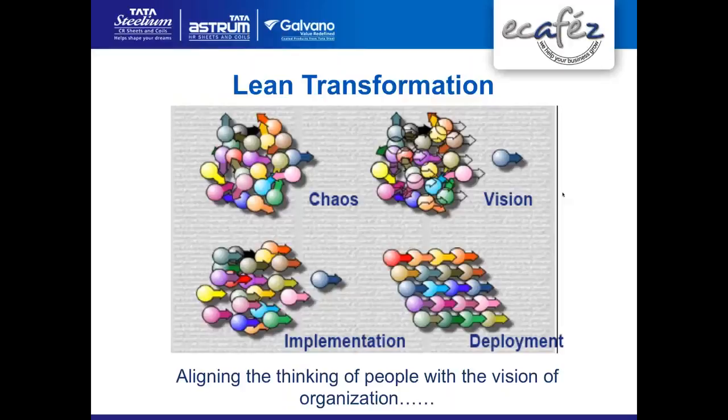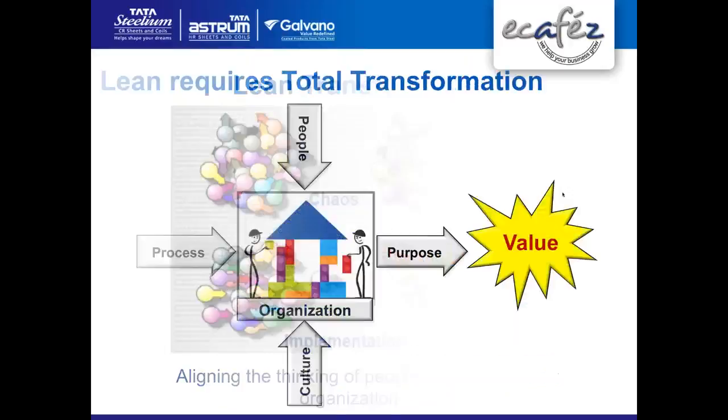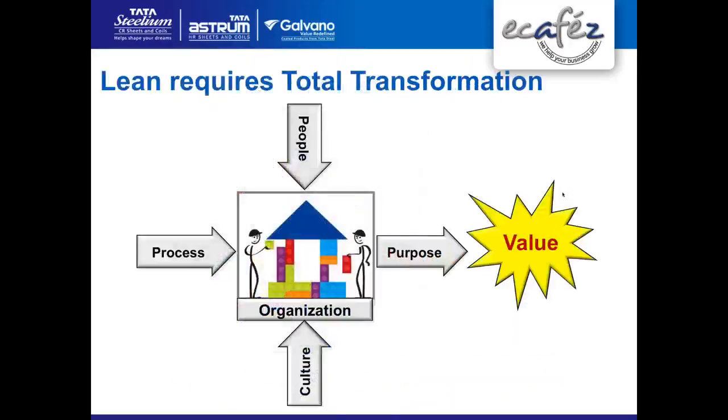This will happen in every company once they want to implement lean. So it requires total transformation. What is transformation? Basically, the organization, the people, process, culture have to be changed to deliver the purpose. And what is the purpose of a company? It is the value. Lean gurus say any company is established to create and deliver value to the customer. If it cannot deliver value to the customer, it doesn't have the right to exist.